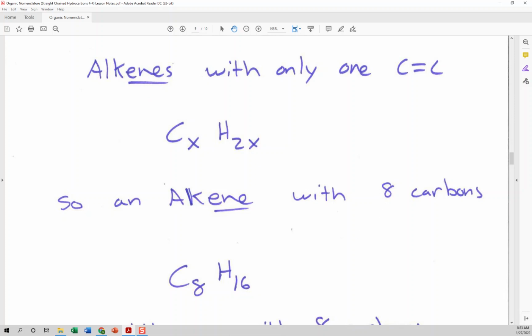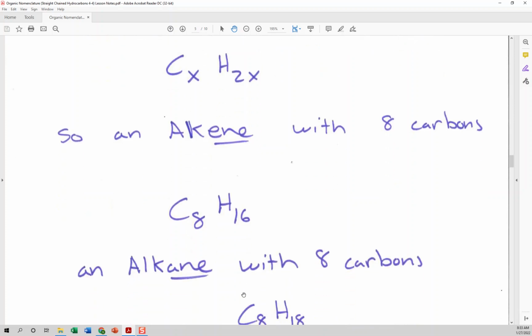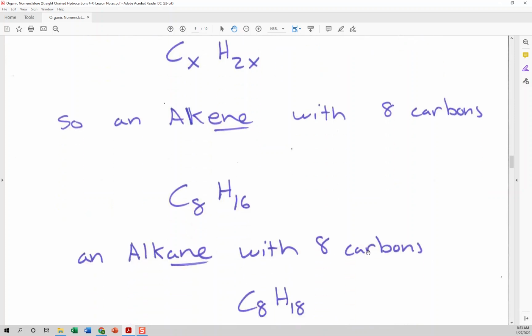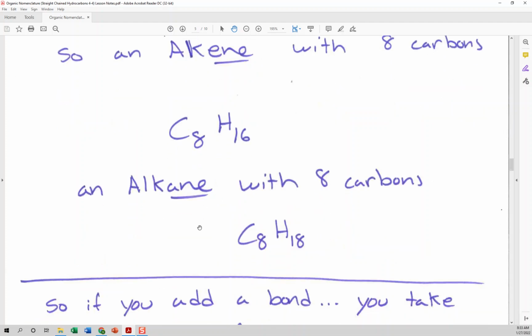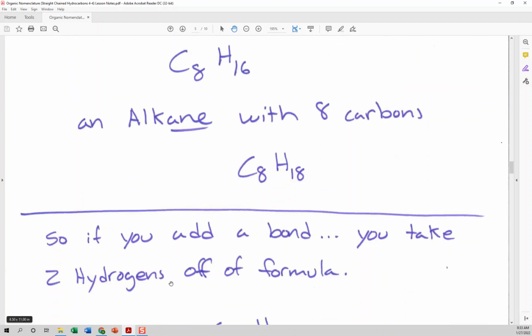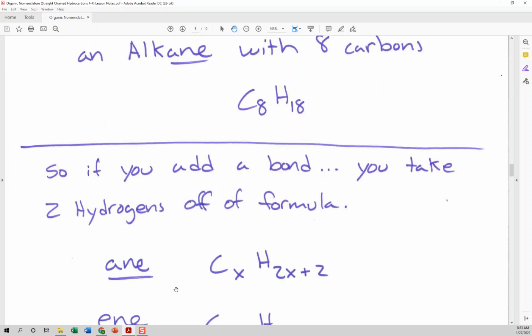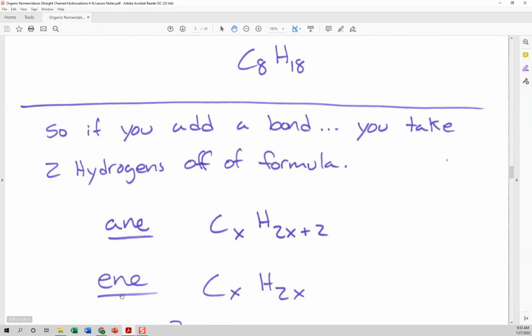So we know the number of carbons, 8, times 2 would give us the number of hydrogens. So again, an alkane with 8 carbons would be C8H18. An alkene with 8 carbons is C8H16. So whenever you add a double bond, you subtract 2 hydrogens. Okay? So if you add a bond, you take 2 hydrogens off of the formula. If ane follows this formula, if it's an alkane, CnH2n+2, for ene, I add a bond, so I remove 2 of the hydrogens, so instead of times 2 plus 2, it's just times 2.